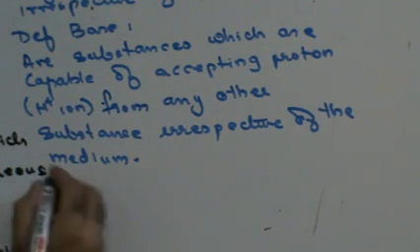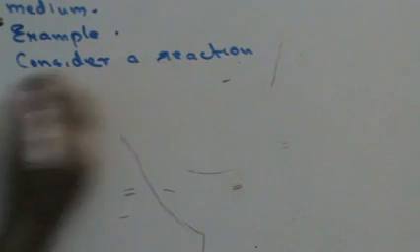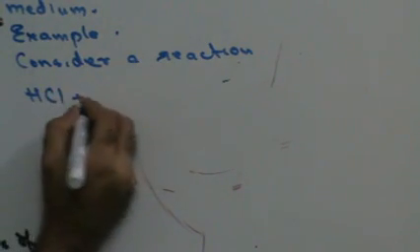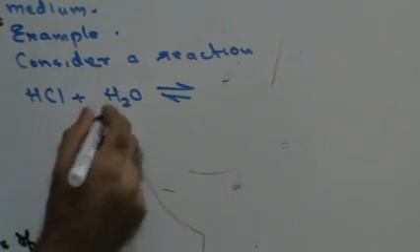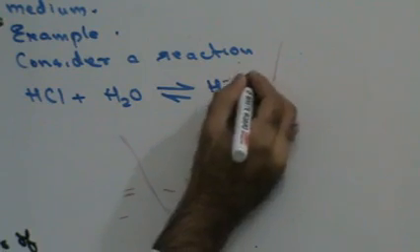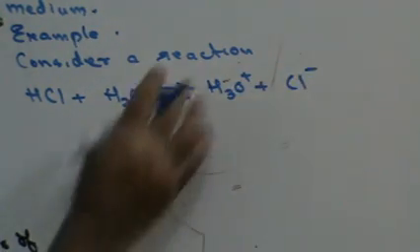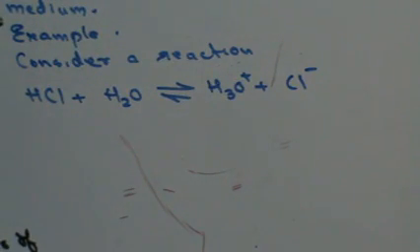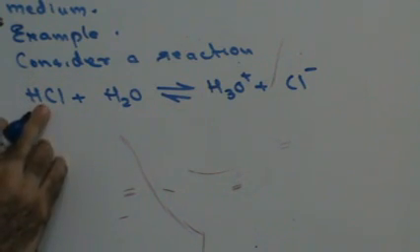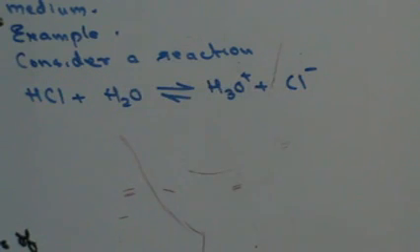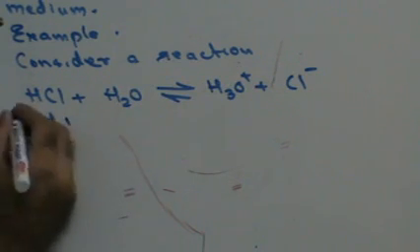Let us consider a reaction. Example: hydrochloric acid reacts with water to reversibly give you hydronium ions and chloride ions. Right? Now, let's consider hydrochloric acid. Hydrochloric acid is capable of donating a hydrogen. How do I know that? Look at this. You have hydrochloric acid here and the hydrogen is lost when it goes on the product side. That means it has donated a proton. Since it has donated a proton, this is called acid 1.